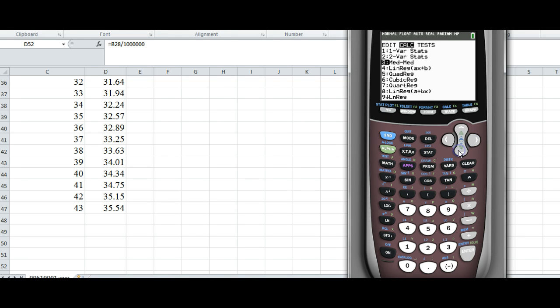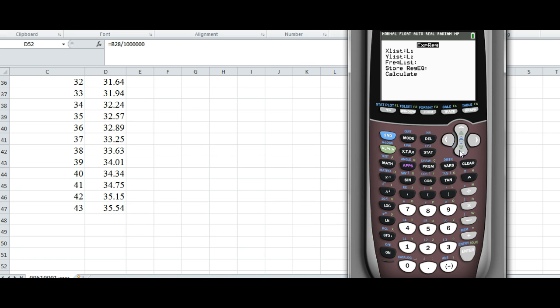Stat, calc. Let's run a quadratic just for the heck of it. 0.9992. And then let's run the actual one, which is the exponential. So exponential is closer to the bottom of the list, so I just arrow up because you'll get to exponential faster.